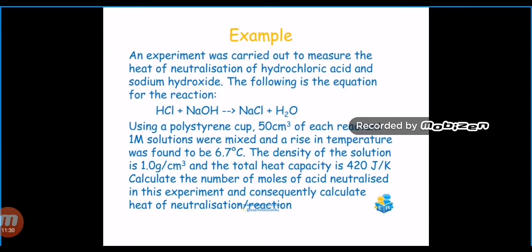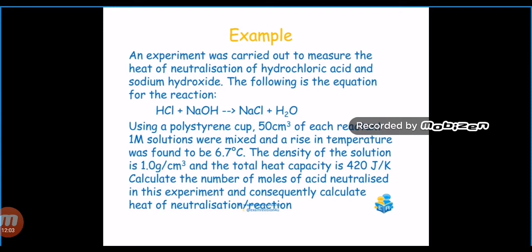So let's go through an example. It says an experiment was carried out to measure the heat of neutralization of hydrochloric acid and sodium hydroxide. The following equation is for the heat of reaction. Using a polystyrene cup, 50 centimeters cubed of each reactant, 1 molar solutions, were mixed and the rise in temperature was found to be 6.7. The density of the solution was 1.0 grams per centimeter cubed and the total heat capacity was 420 joules per Kelvin. Calculate the number of moles of acid neutralized in this experiment and consequently calculate the heat of neutralization.